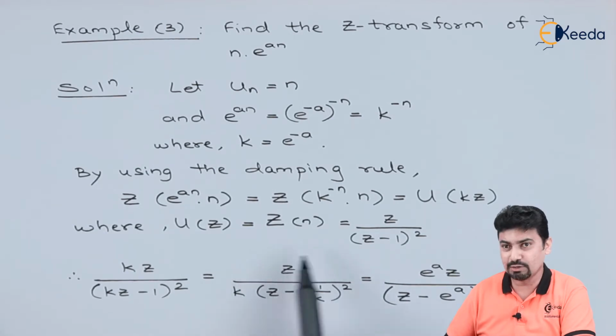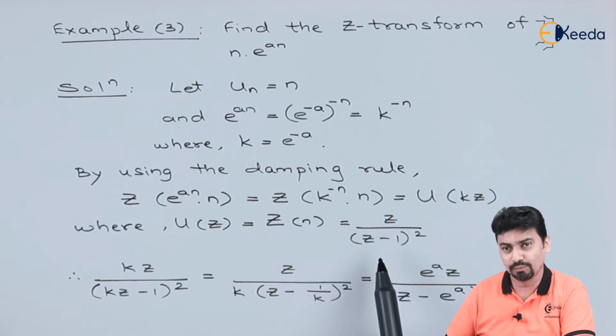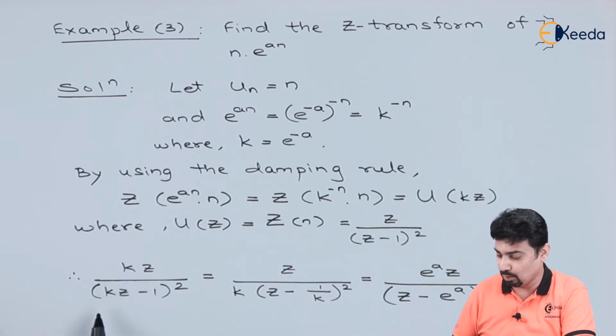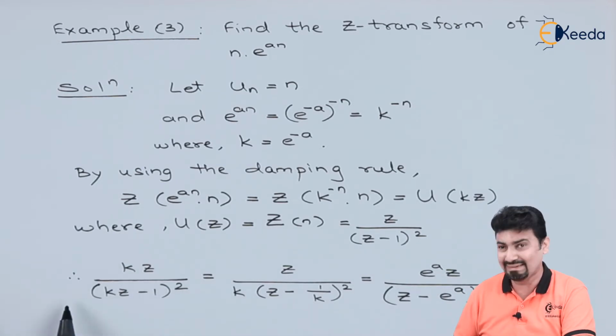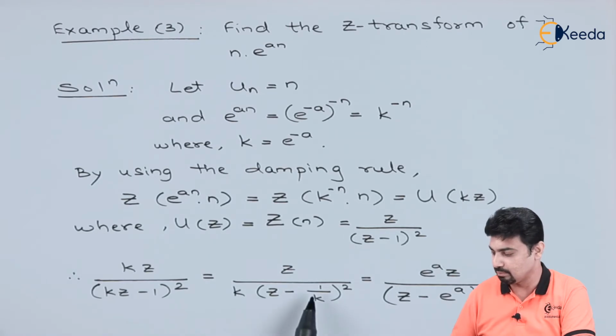Using zn is equal to z upon z minus 1 the whole square, we wrote the answer for z of kz, that is kz upon kz minus 1 the whole square. You can compare this. Further, when we simplify, I have taken k common outside and cancelled with the k in the numerator. In the bracket, in the denominator, I will be left with z minus 1 upon k, the whole square.